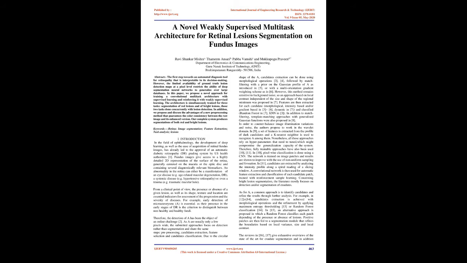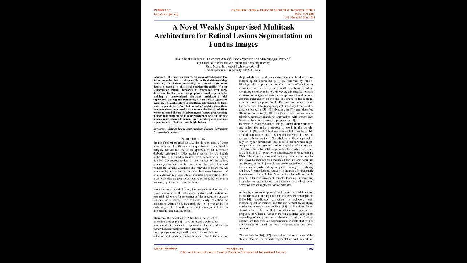Due to the circular shape of the MAs, candidates extraction can be done using morphological operations 3, 4, followed by match filtering with a prior on the Gaussian profile of MAs is introduced in 5, or with a multi-orientation gradient weighting scheme as in 6. However, this method remains sensitive to background noise, so an approach based on local contrast independent of the size and shape of the regional minimum was proposed in 7. Features are then extracted for each candidate: morphological, intensity-based and/or gradient-based in 3-6, dynamic in 7, and classified, random forest in 7, KNN in 3.